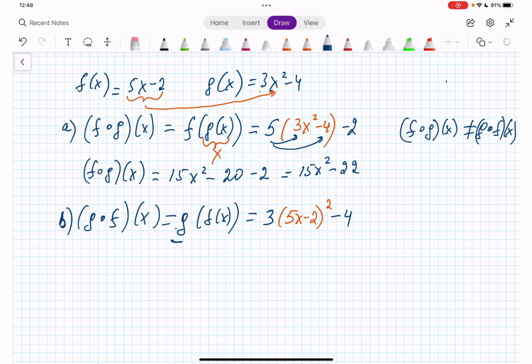Okay. Now, 3 times 5x minus 2 squared. Remember, order of operation, we are raising to power first, and only then do multiplication. So, to remind you real quick, who doesn't remember, a plus b squared is equal to a squared plus 2ab plus b squared.